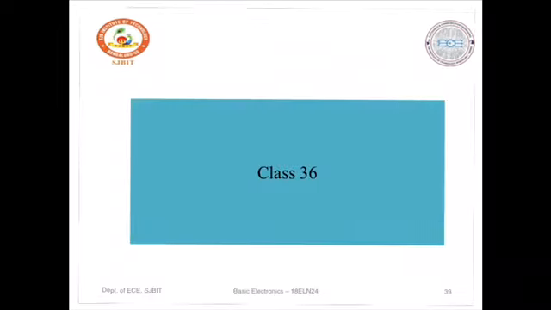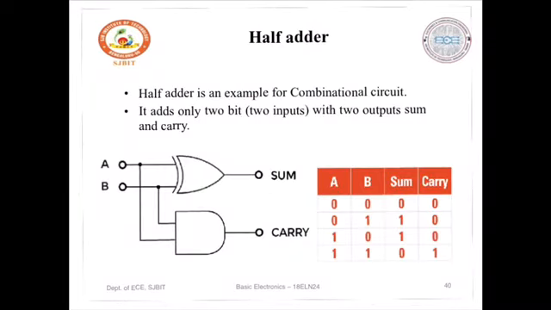In this session, I will be discussing combinational circuit examples. The half adder is an example of a combinational circuit. As we know, a combinational circuit is a digital circuit in which the output depends only on the present input. It doesn't take into account the previous inputs or outputs. So, we say that a combinational circuit does not have memory, because here the output depends only on the present inputs.